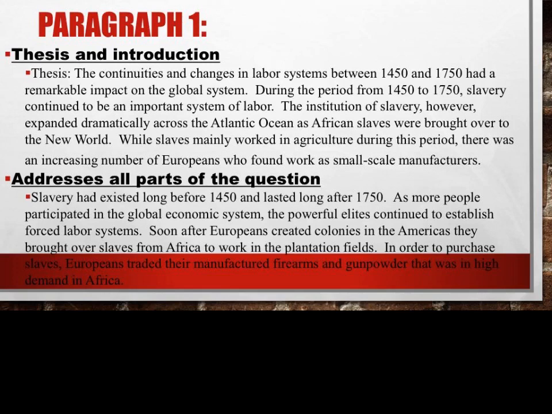Okay, so we talked about labor systems and changes and continuities, and we came up with slavery, agriculture, and craft work, or traditional native work, as 3 possible answers for continuities. And our changes were the expansion of slavery into the New World, the number of people that began to work in small-scale manufacturing increased, and the introduction of new forced labor systems like encomienda, hacienda, and repartimiento that the Spanish implemented in the American colonies.